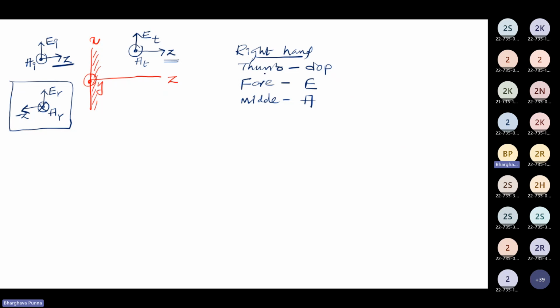Now apply this for the incident wave only. Carefully observe. You need to keep your right hand forefinger in the direction of the electric field. Then your middle finger should show that it is coming out of the screen. I am telling about the incident wave. Then your thumb automatically represents the direction of propagation. You have to try this. The incident electric field is in the x direction. That means your forefinger is in the x direction, the middle finger is indicating the y direction, and the thumb is indicating the z direction.